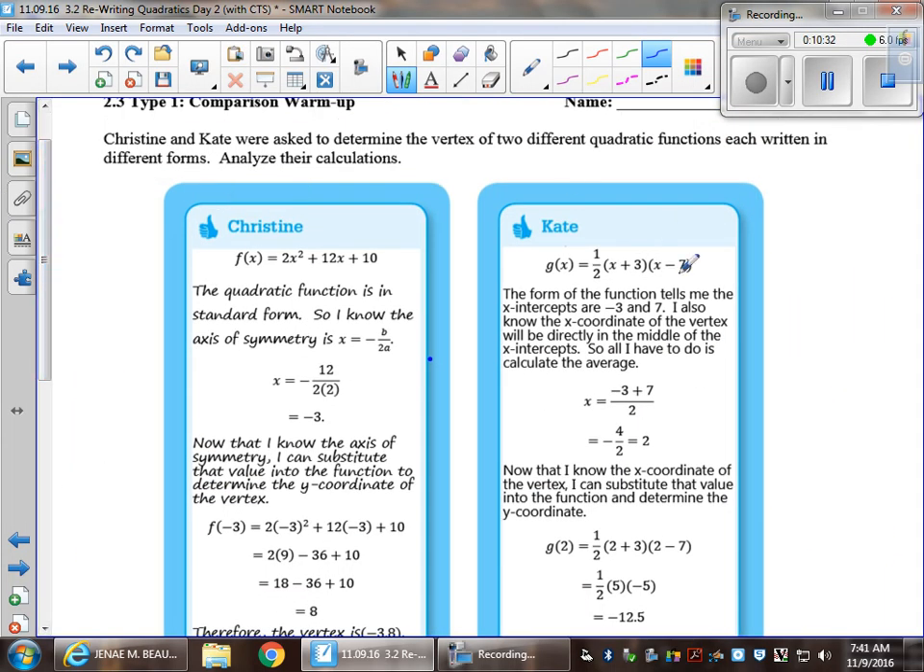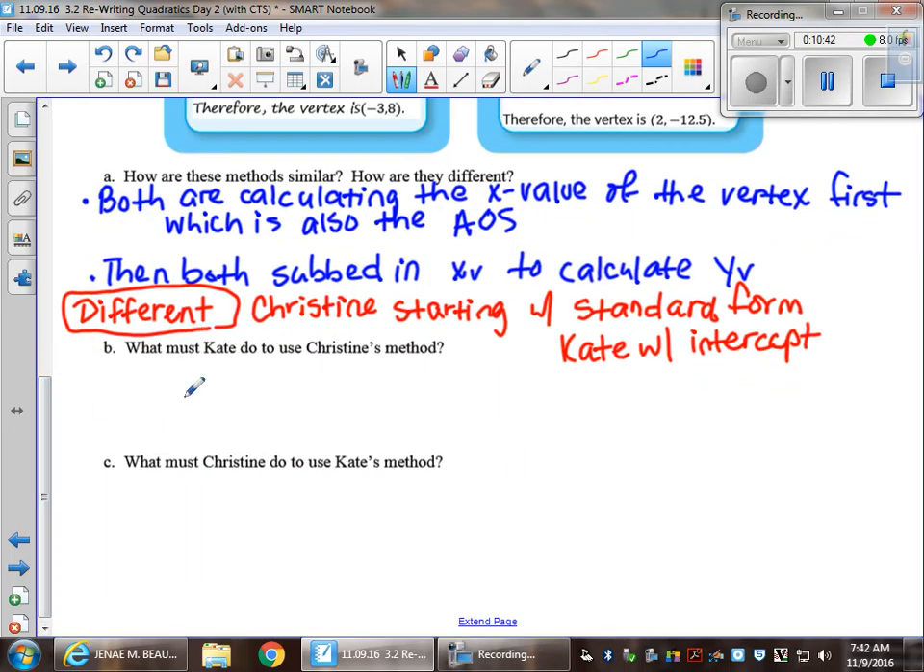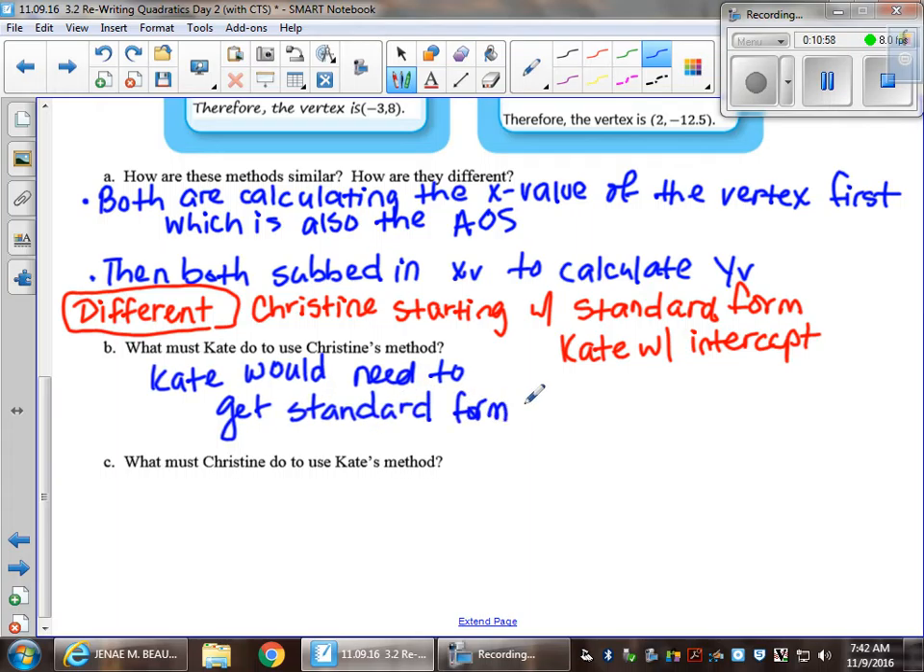Very good. So here's Kate. To be able to use x equals negative b over 2a, she would have to be starting with what form? Standard. Kate would need to get standard form to use what again? How do we calculate the x value of the vertex? Good. That's our prior knowledge from the last two sections.